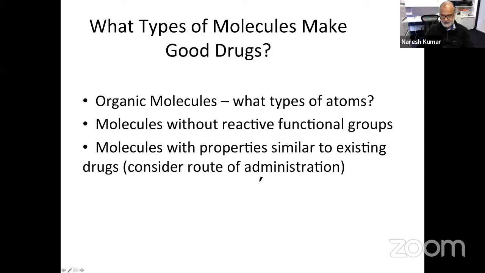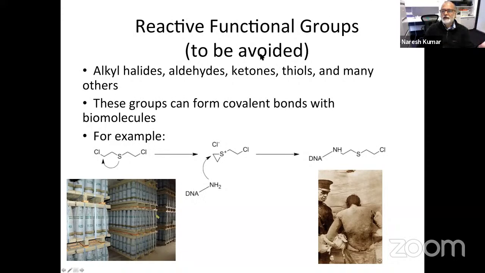Okay, one thing to avoid in drugs, which we don't want in a drug, is reactive functional groups. These are typically avoided in drugs. The reason to avoid these is that many of the biomolecules the drug binds to may react with the reactive functional groups present in your drug molecule. So you want to avoid that. Typically the functional groups to avoid in drugs are alkyl halides, aldehydes, ketones, and thiols, and there are many other groups you want to avoid because they are very reactive molecules. The obvious reason is that these groups can form covalent bonds with your biomolecules. They can form covalent bonds with proteins. They can form covalent bonds with DNA. They can form covalent bonds with many biomolecules.